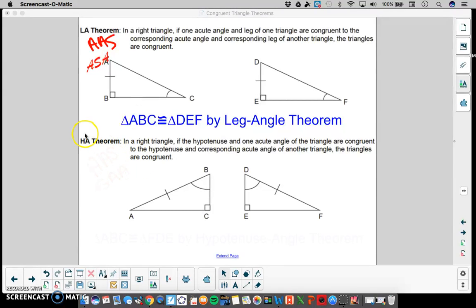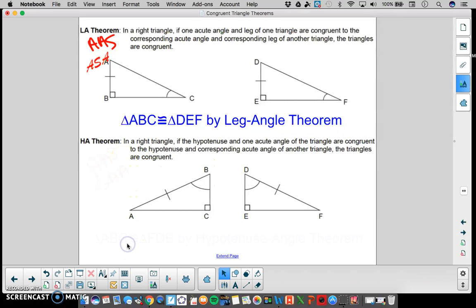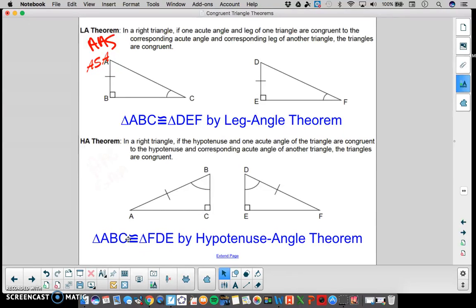The last theorem is hypotenuse-angle, where we're given, again, a right angle in both triangles, and we know the hypotenuse of each are congruent to one another, and a set of congruent acute angles in each triangle. Once we know that we have that given information, we'd be able to show triangle ABC is congruent to triangle FDE by hypotenuse-angle. This one is also closely related to angle, angle, side.